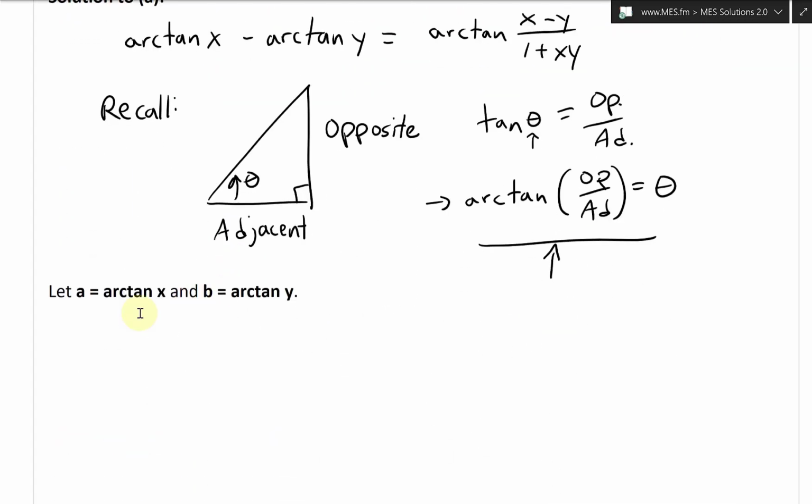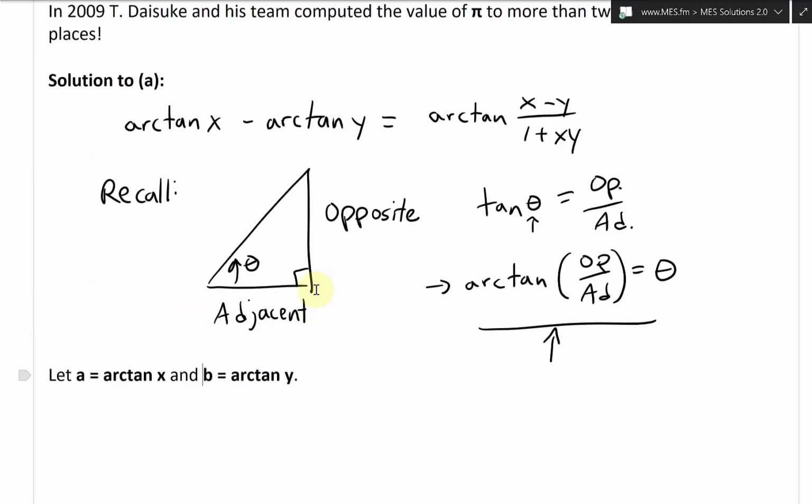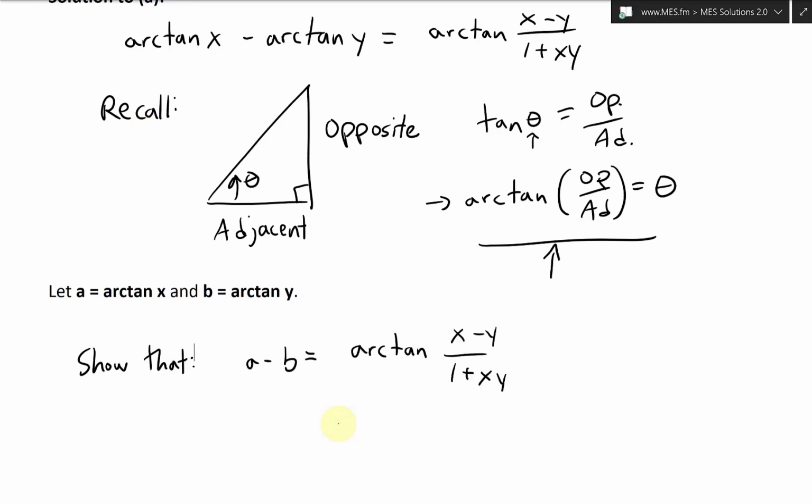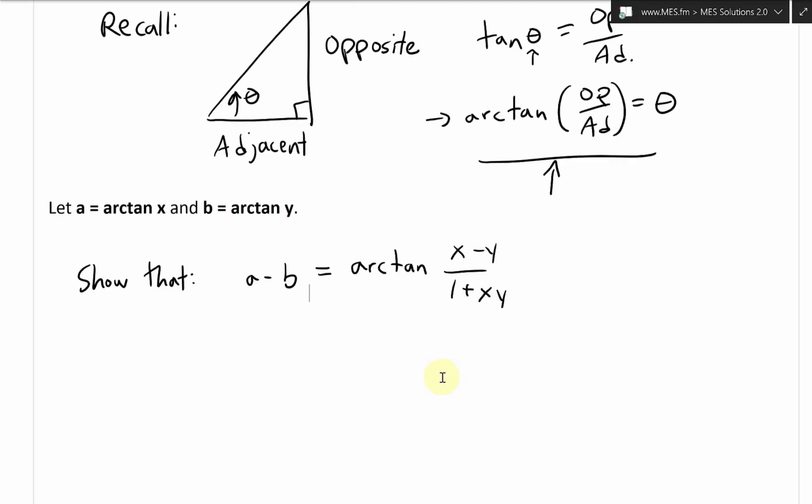Alright, so now let's start off with this. Now that we have that, let A equal arctan of x and B equal arctan of y. So the formula that we're trying to show is basically that A minus B is equal to arctan of (x minus y) over (1 plus xy). So that is what we want to show. Show that A minus B equals arctan of (x minus y) divided by (1 plus xy).